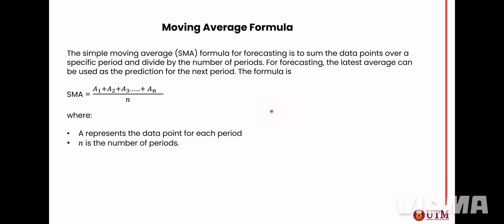The moving average formula is the following. Basically, we sum the data points over a specific period of data that we already set, and then divide by the number of periods. We find the mean within the period of data that we set.